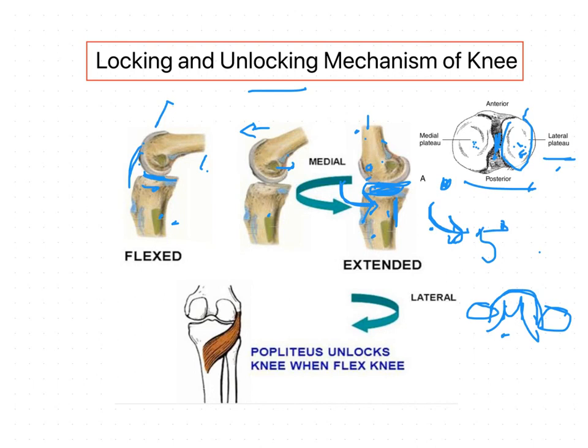The freely moving tibia in open kinematic chain laterally rotates on the relatively fixed femur during the last 30 degrees of extension. Consequently, unlocking will take place, which is brought about by the medial rotation of the tibia on the femur before flexion can be produced. This is the locking and unlocking mechanism of the knee.